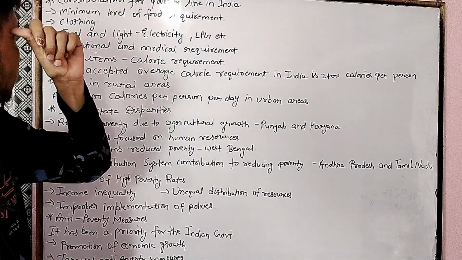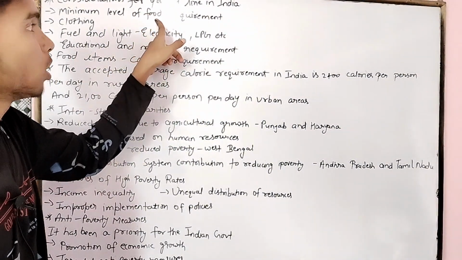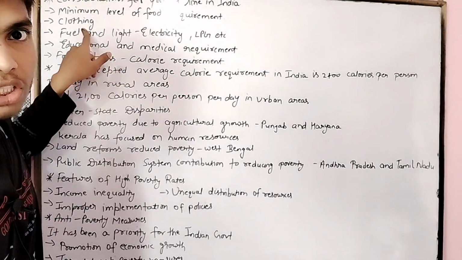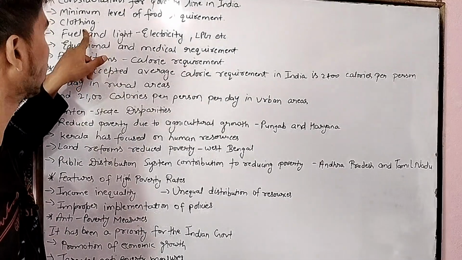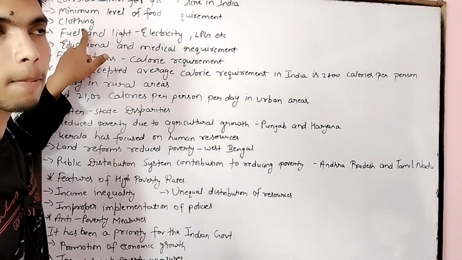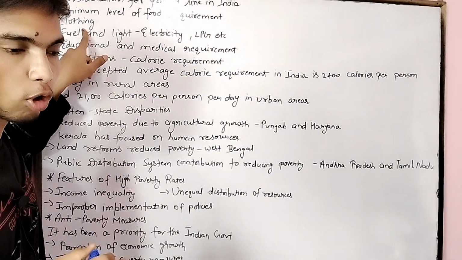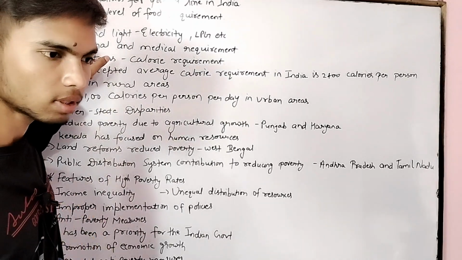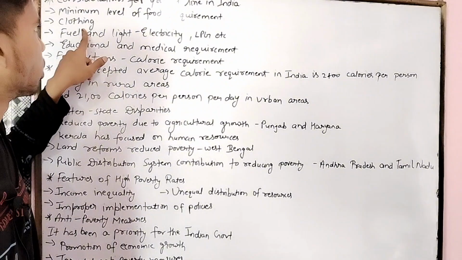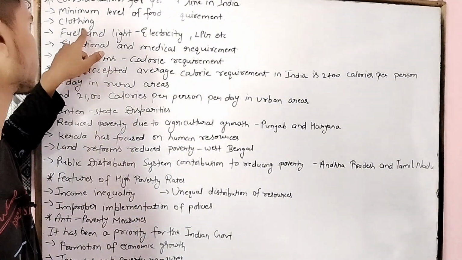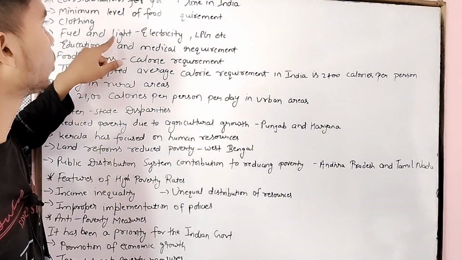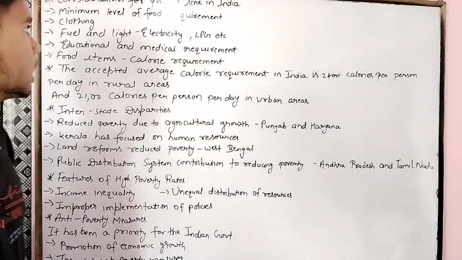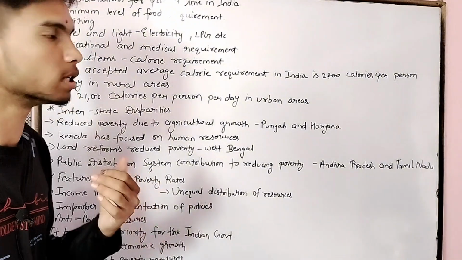If a common person has access to food requirement, and clothing, at least something to cover their body, then fuel and light, electricity, have their own uses in their places.